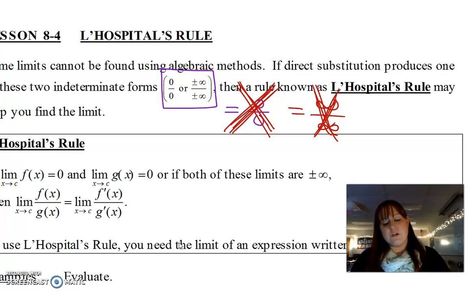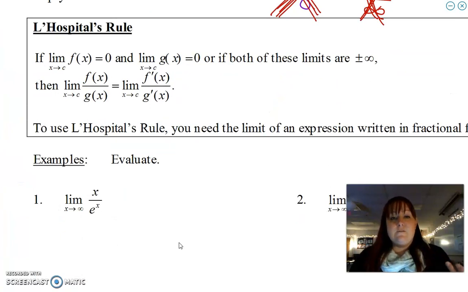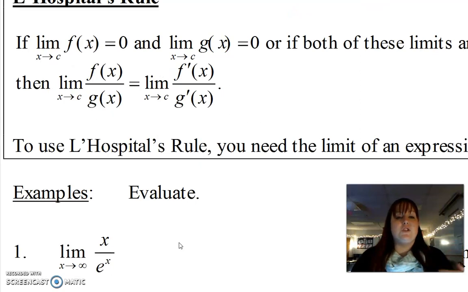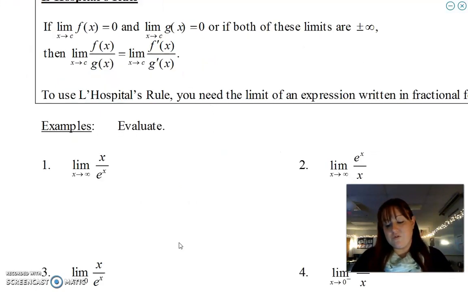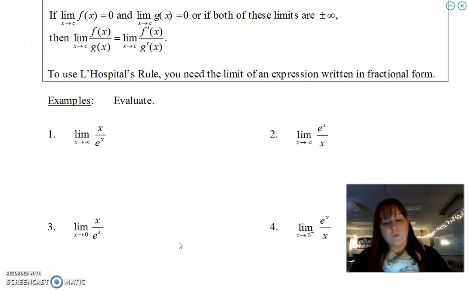Okay, so this is what L'Hopital's rule says. If, when we find the limit of this function, we get the indeterminate form 0 over 0 or infinity over infinity, the limit of that function equals the limit of a function that has the derivatives. So like the limit of f of x over g of x equals the limit of f prime of x over g prime of x. Then we use L'Hopital's rule to find that limit. Okay, so let's see what it actually looks like.